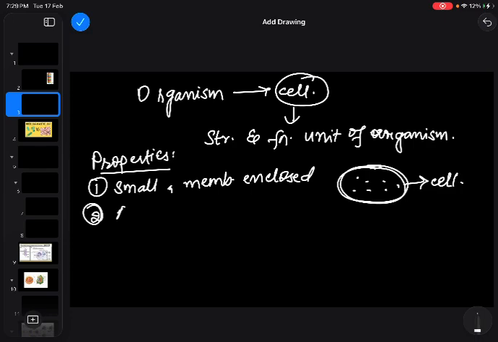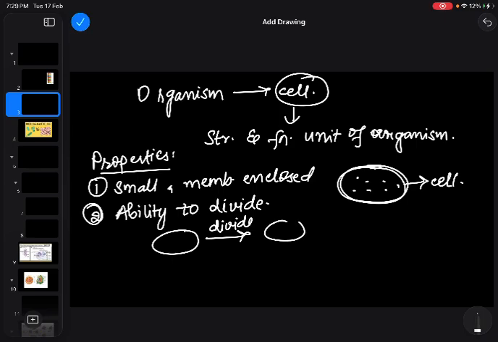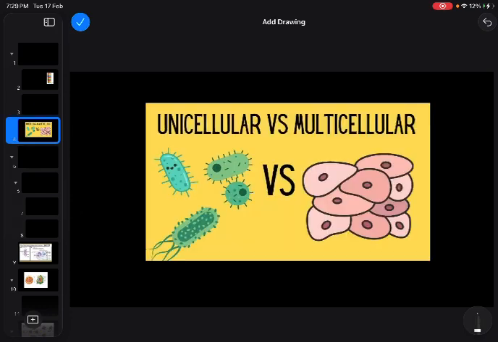Second, it has the ability to divide. Means a single cell divides and can make two cells. The cell has the ability to divide, and thus it has the ability to form an organism over this similar layer of divisions.